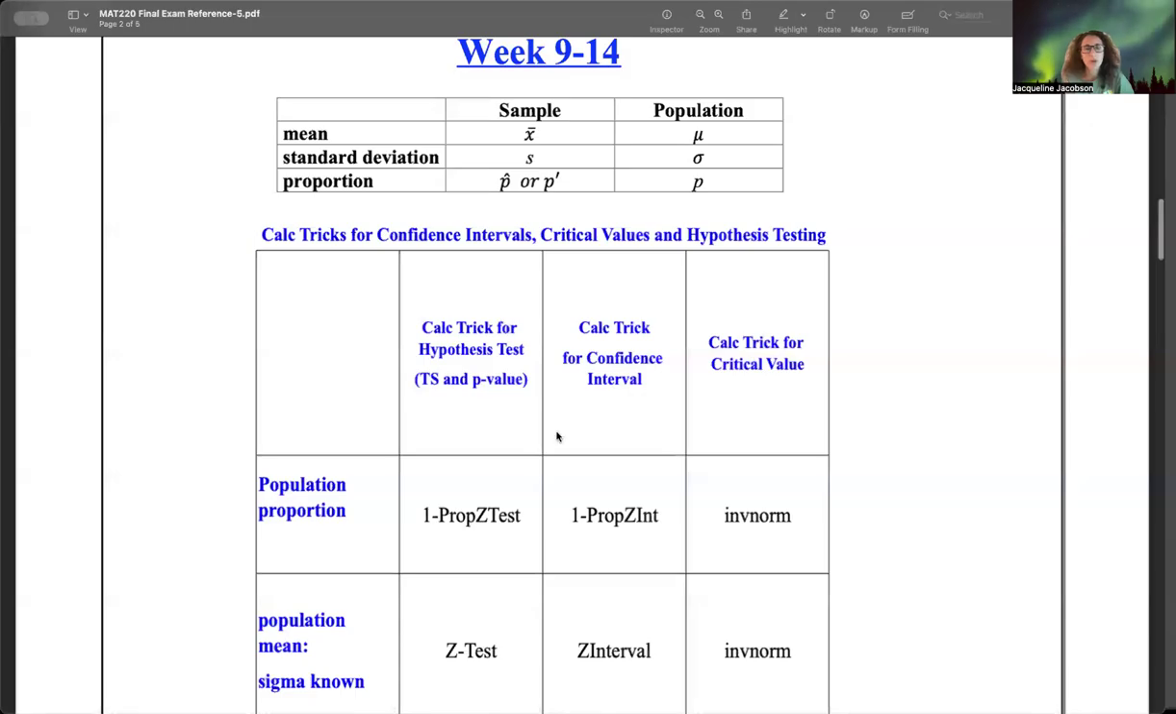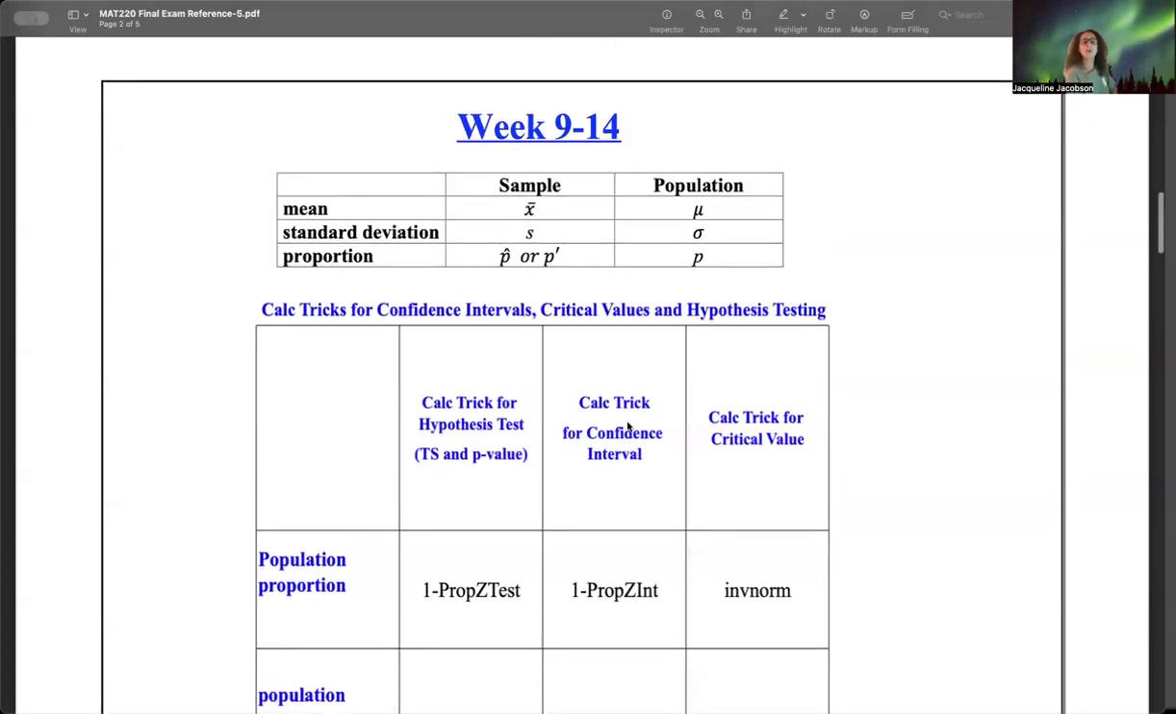Weeks 9 through 14, remember when we talked from the beginning about knowing the difference between a sample and a population, and between a sample statistic and a population parameter. And then these variables are significant. A sample mean is X bar, a population mean is mu, sample standard deviation is S, population standard deviation is sigma, and you'll get to proportion within the next couple of weeks. If you remember sample proportion, there were two representations. I use p hat often, and then p is population proportion.